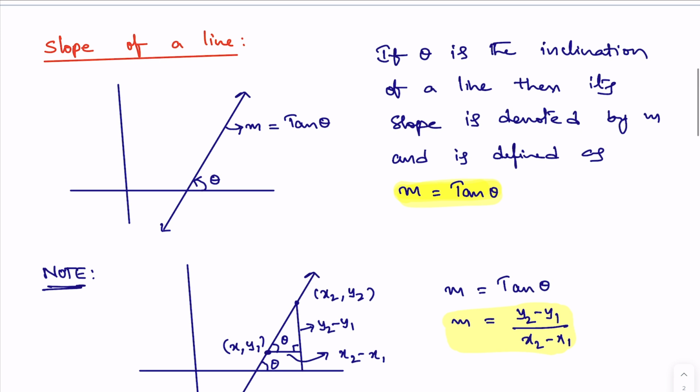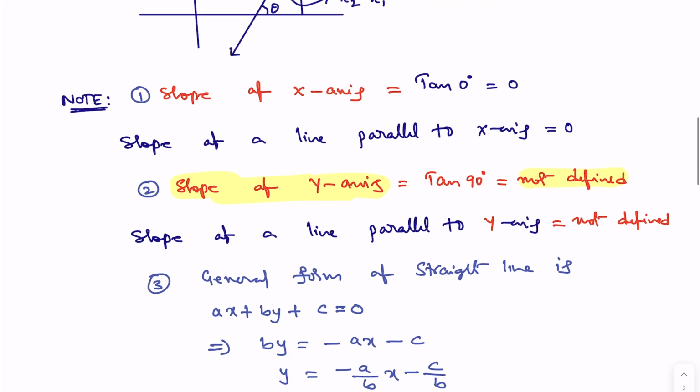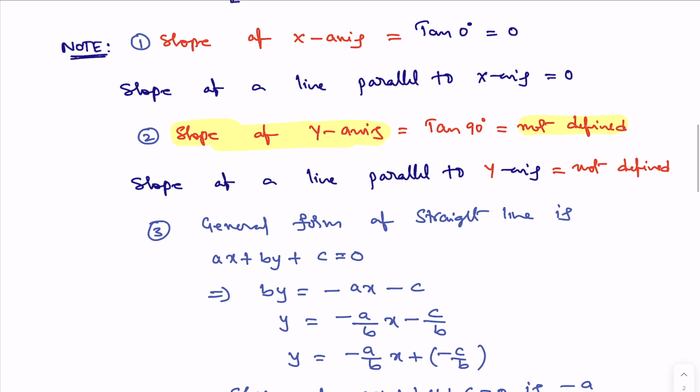Next we learn about slope. To find slope, mainly three formulas are there. When you know the inclination, what is the slope of a line? Tan theta. Slope of a line is generally denoted by m. If a line is passing through 2 points, then the slope formula is y2 minus y1 divided by x2 minus x1. Slope of x-axis? 0. Slope of any line parallel to x-axis? 0.